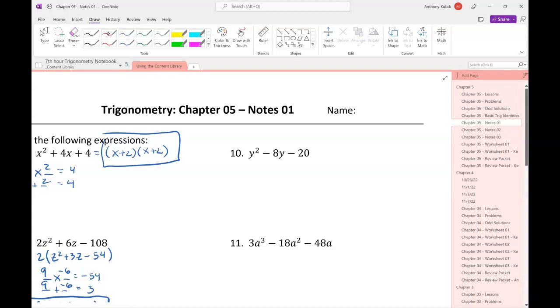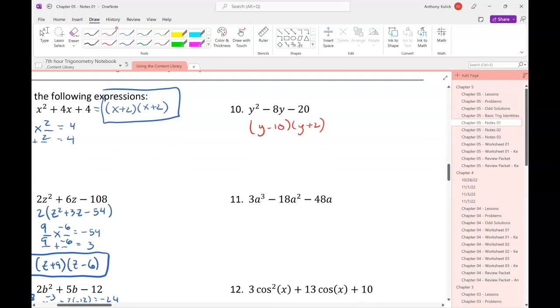Did you get it? Did you get y minus 10 times y plus 2? Yeah. Give yourself a pat on the back. Good job, self. Try number 11. Don't forget that crucial first step.